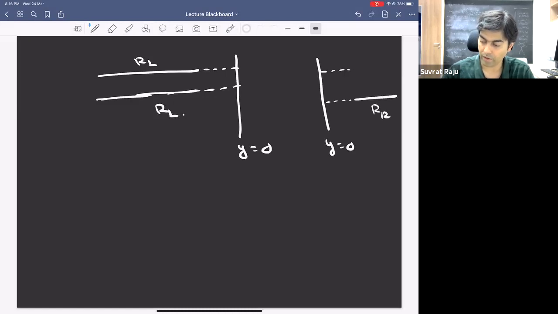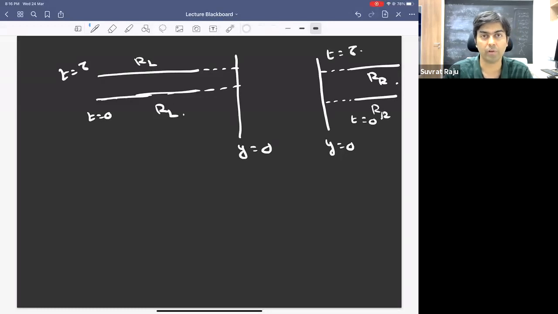And I can ask, this thermofield double state was prepared so that at t equal to 0 it was a special state. There were some special correlations between RL and RR at t equal to 0. At t equal to tau, those correlations have changed. And that's why I will find a different answer for the entanglement entropy of RL union RR.